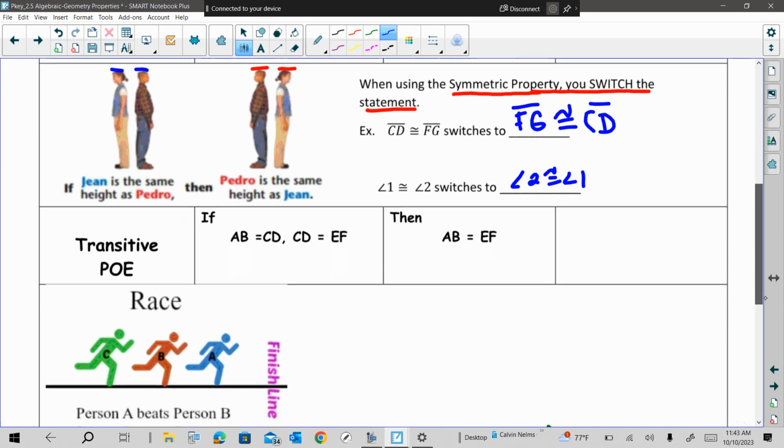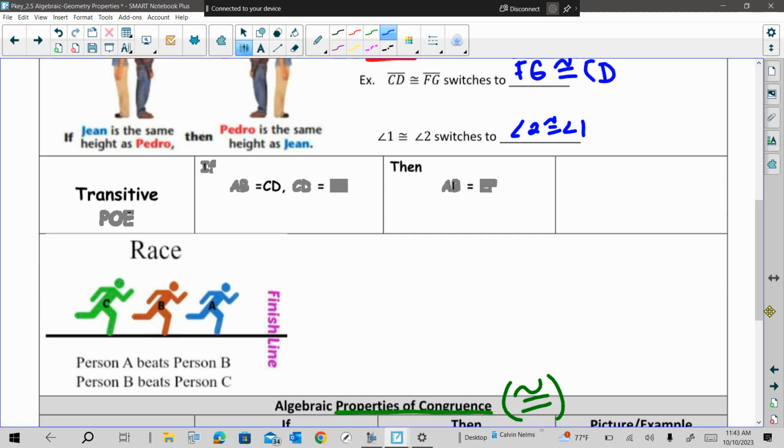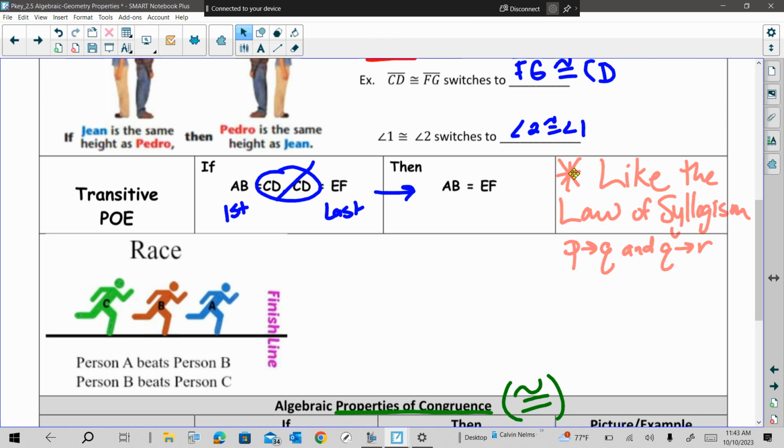Now, transitive property says if my segment AB is equal to CD and CD is equal to EF, do you see how they have this common part there? We're going to take that part out and we get AB is equal to EF. So we go from first to last. This is exactly the same as law of syllogism. Yes. The transitive property is the same as the law of syllogism.